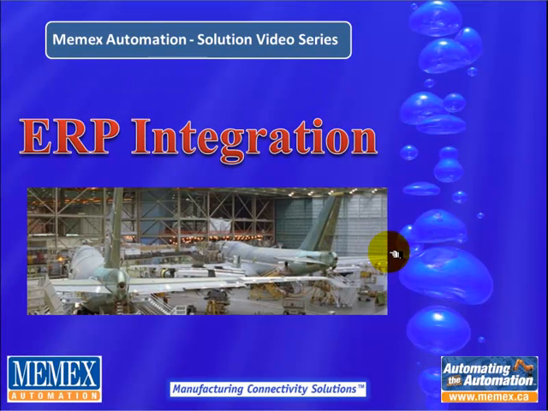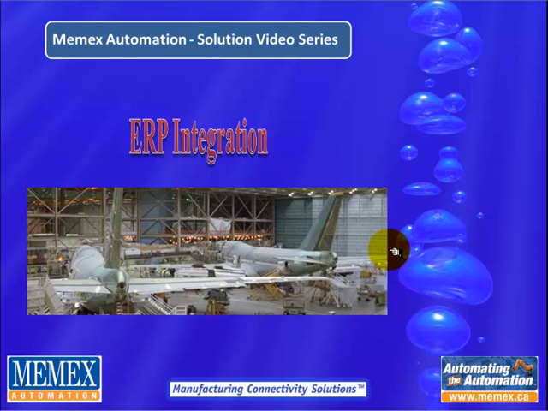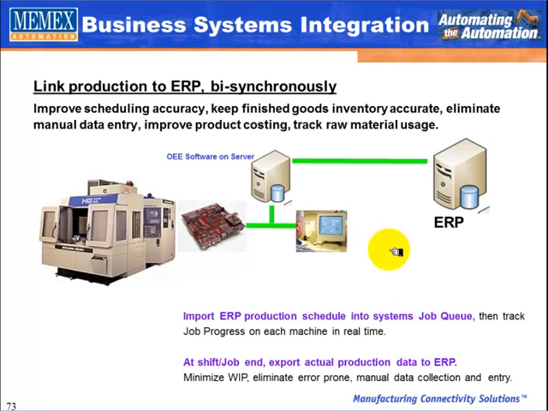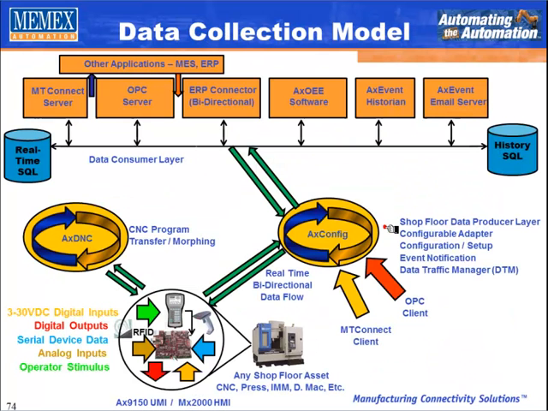This is another in the Memex Automation Solution video series specifically about ERP integration and how it works, and we're going to demonstrate it actually working. Here we see the diagram and we link our main software service to your ERP systems. We can import data, and we can also export data at end of job and end of shift. And obviously it's available throughout the complete system for a link to your ERP in a bisynchronous way.